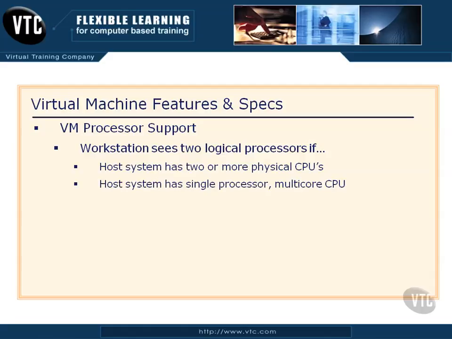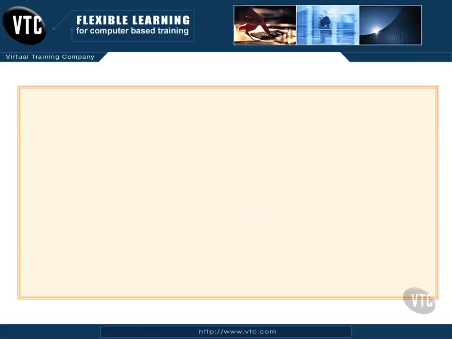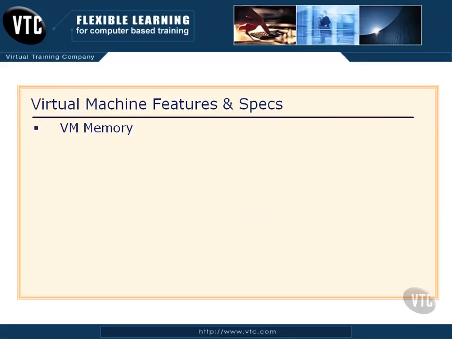If the host system has a single processor multi-core CPU, Workstation will see and use 2 logical processors in the virtual machine. Now you just hit most of us. Most of us now have dual core processors, so there's only a single processor there, but multiple cores cause the operating system on the host to see that as dual processors, and that gives Workstation the ability to see 2 logical processors. If the host system has a single processor with hyperthreading enabled, again, VMware Workstation can treat that as 2 logical processors, because hyperthreading allows you to switch back and forth between aspects of the CPU very quickly.